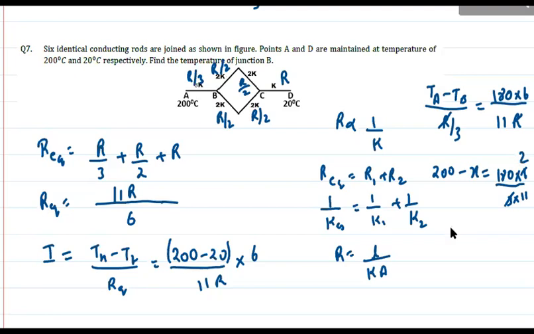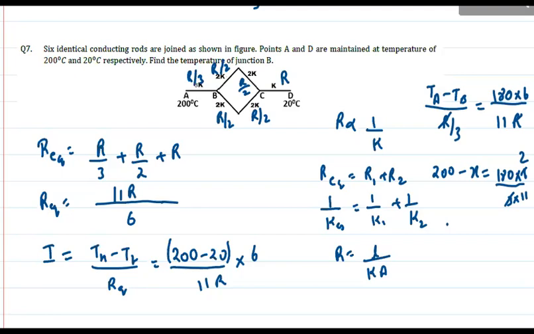So we can find the value of X, yes or no? Anyone have any issue in this? Got this concept? Easy now? Okay, very good. Just check for calculation errors.